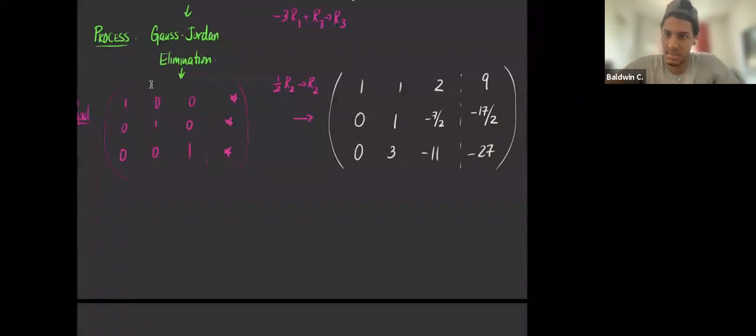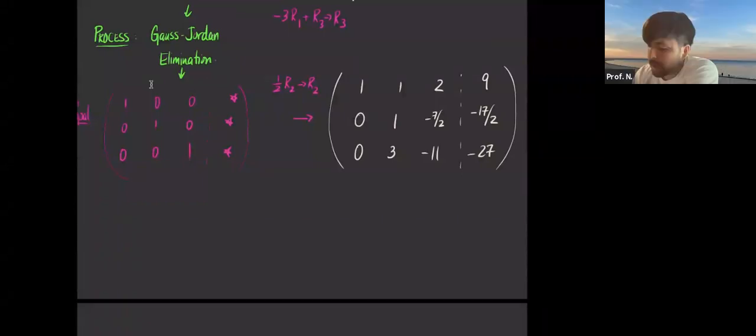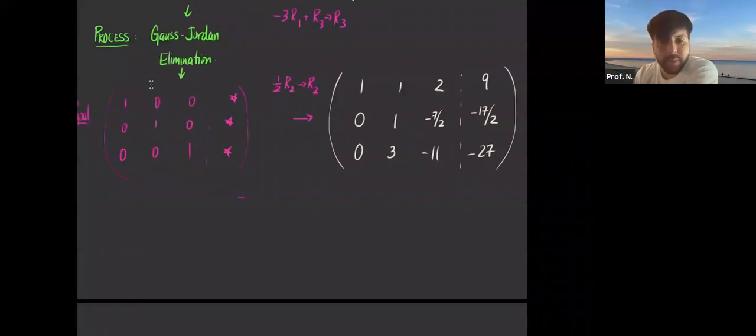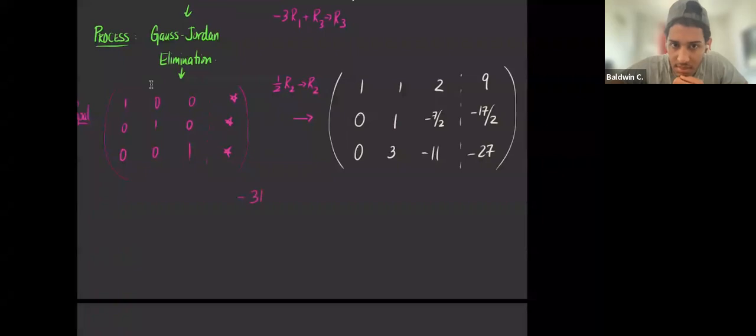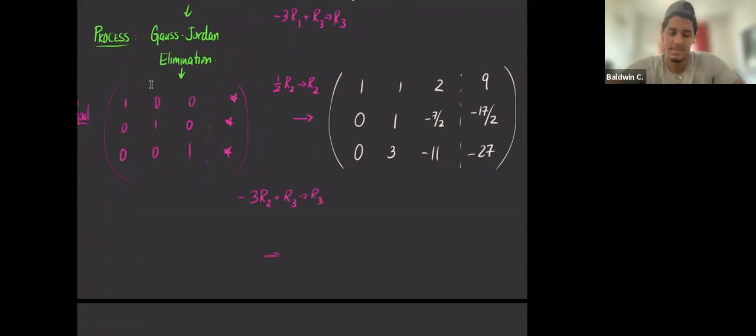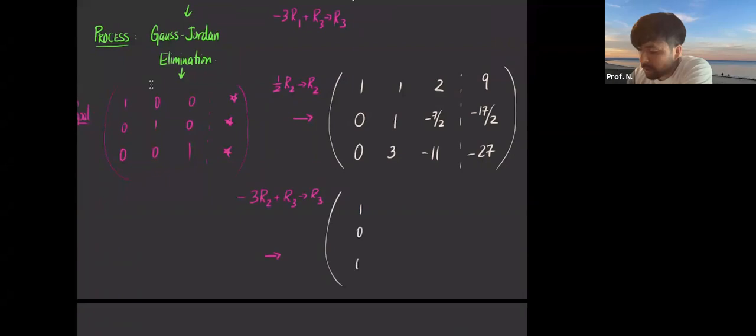Could we multiply row 2 and then add it to row 3? So what are we going to multiply by? Not by 2. I want to get rid of the 3, so negative 3 R2. I'm going to add it to row 3, and I'm going to make that my new row 3. So now it's going to be 1, 0, 0, 1, 1, 0.